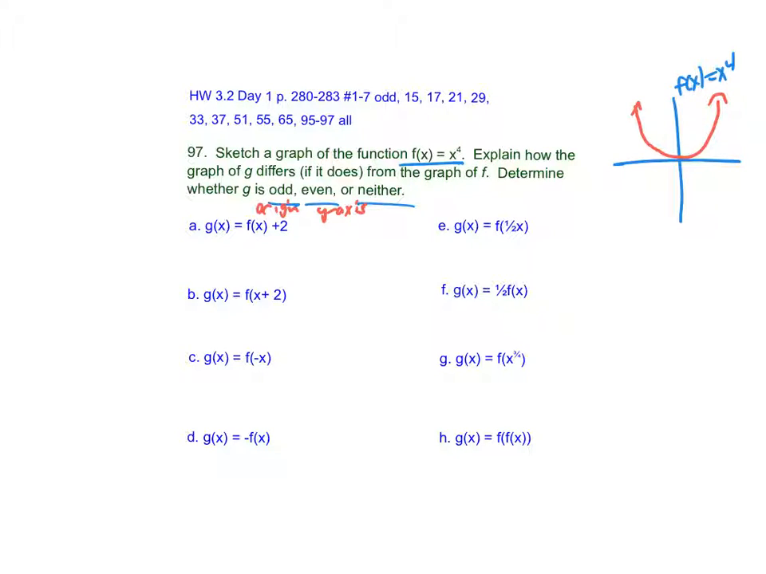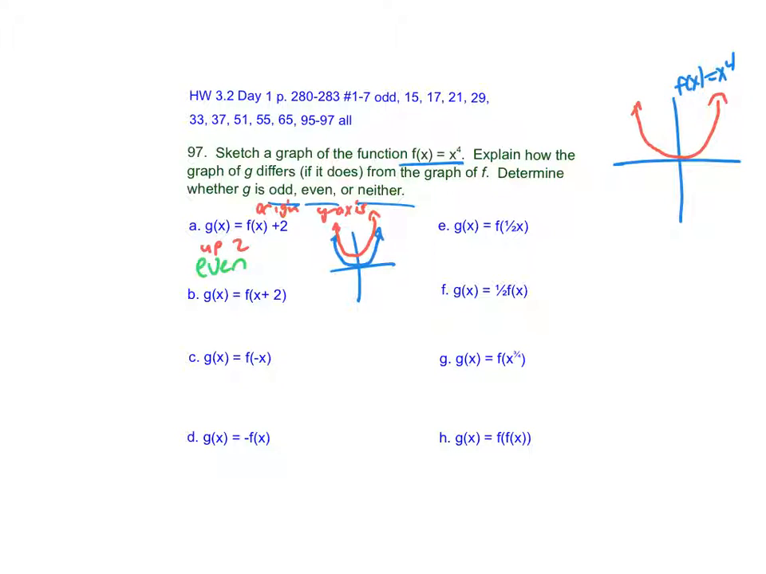So the first question says g of x equals f of x plus 2. Since a plus 2 is on the outside, this is going to shift the f of x graph up 2. If we take our f of x function, which was x to the fourth, and we shift it up 2, it's going to look something like this. And that function is still going to be even. Shifting it up 2 does not affect the symmetry. So this graph is going to be even.